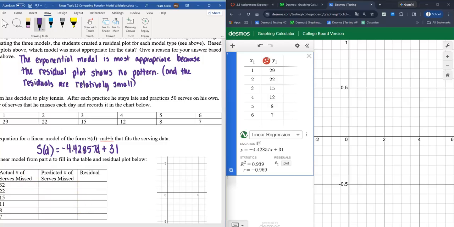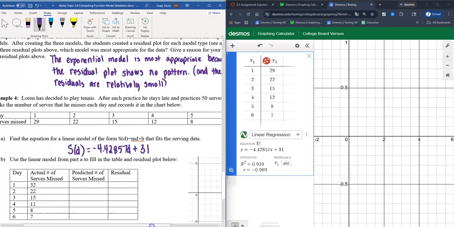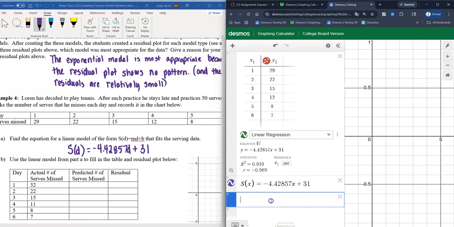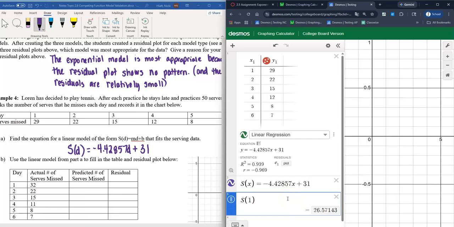So if we are doing this by hand, I want to think about the actual minus the predicted for each one of these, right? So I'm going to do this to make it a little bit quicker. I'm going to copy this. I'm going to say S of X instead of D just because Desmos sometimes does not love it if I use a D. There. And so if I do S of 1, my prediction is 26.57143.